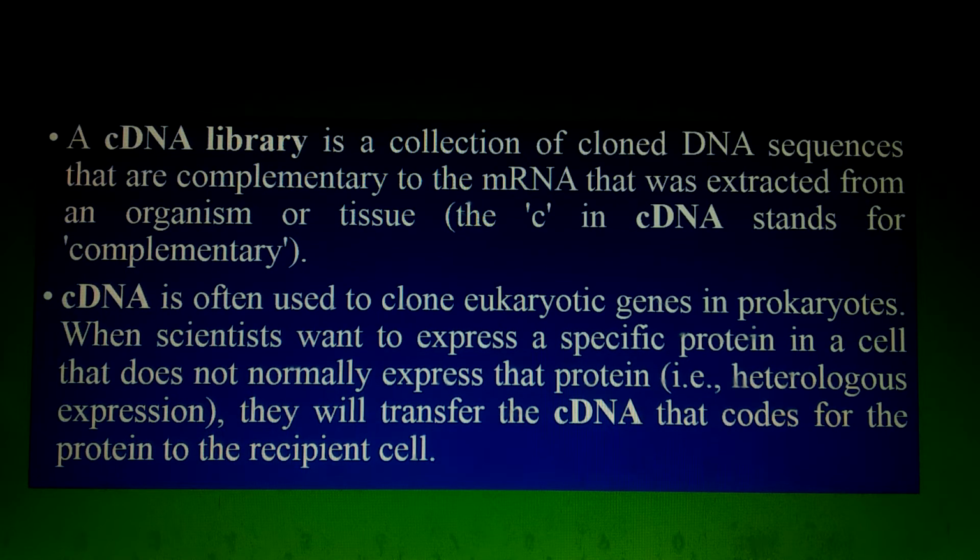cDNA is often used to clone eukaryotic genes. If you want to express a eukaryotic gene in a prokaryote, you can use the cDNA. Is it clear? When scientists want to express a specific protein in a cell that does not normally express that protein, they will transfer the cDNA that codes for the protein to the recipient cell, like a bacterial cell. If you want to express the human insulin producing gene in a bacterial cell, you can easily do this by using the cDNA library. Is it clear?